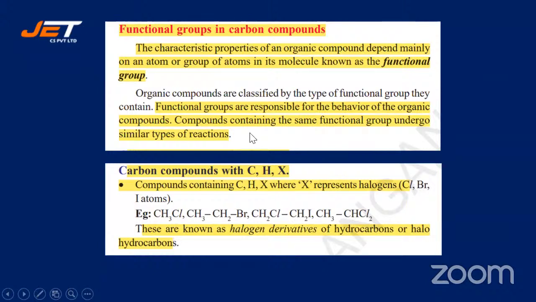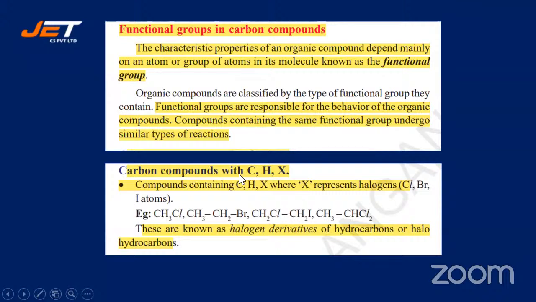Next, coming to the functional groups in carbon compounds. The characteristic properties of an organic compound depend mainly on an atom or group of atoms in its molecule known as functional group. So these are responsible for the behavior of the organic compounds. Compounds containing the same functional group undergo similar types of reactions.